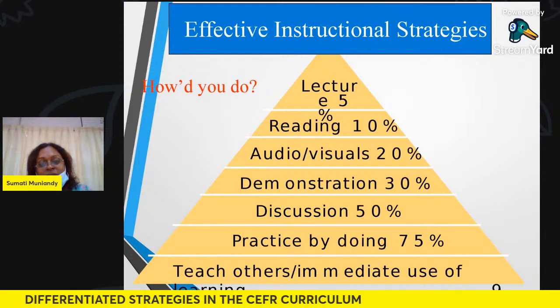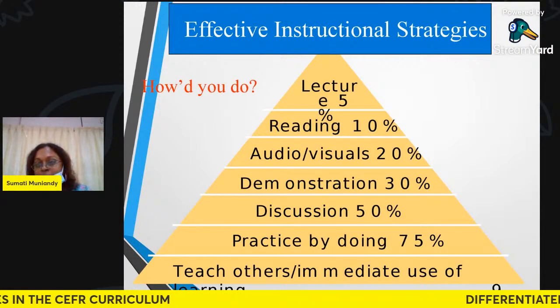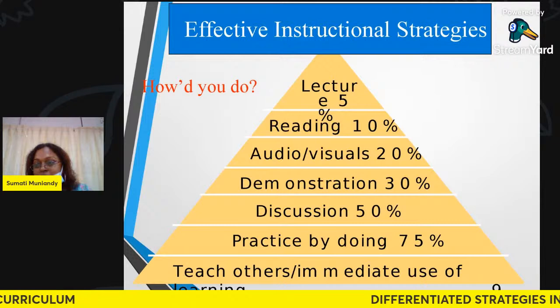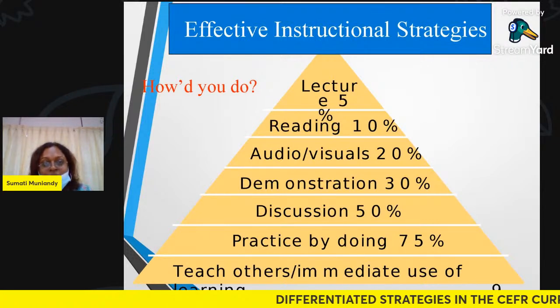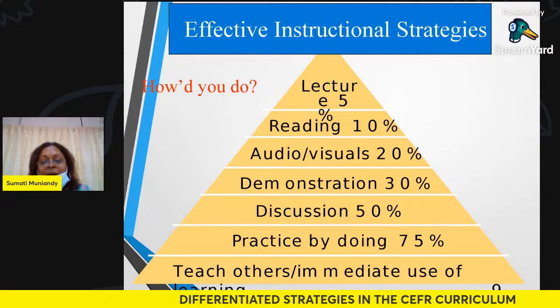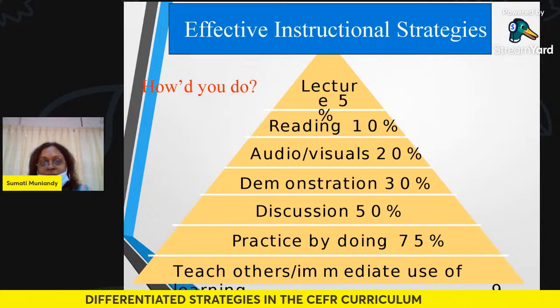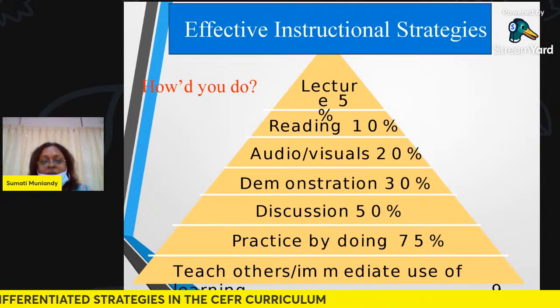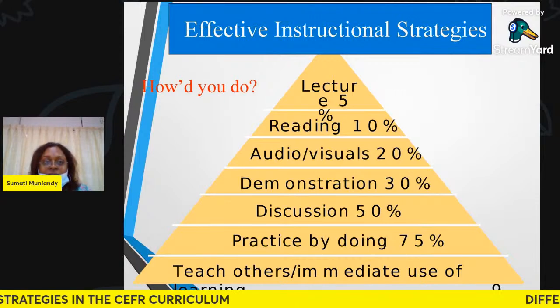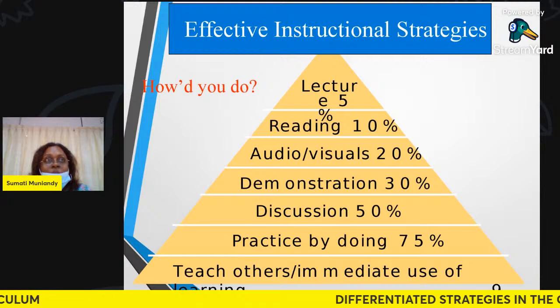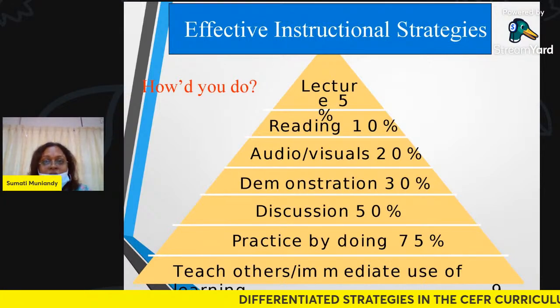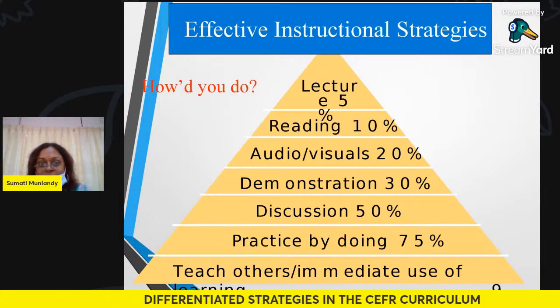These instructional strategies are also related to our formative assessments. How do we conduct the formative assessments? Based on the instructional strategies. When you assess the students, you must emphasize the instructional strategies.